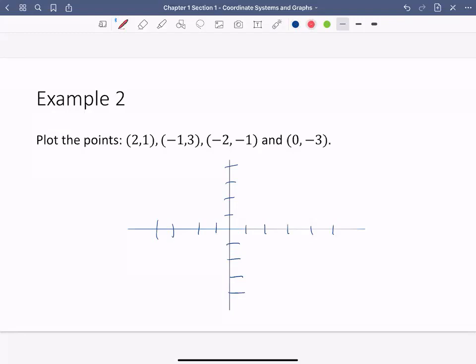So first off is 2, 1. Right, so this means this is my x value and my y value. So I'm going to go over on my x, 1, 2, and I'm going to go up 1 on my y. Positive is up, so it's right there. So 2, 1 is the point right here.